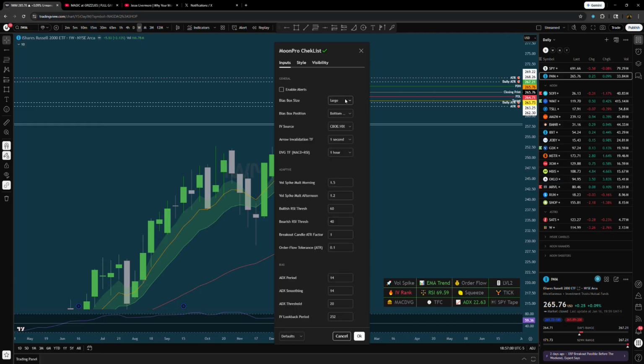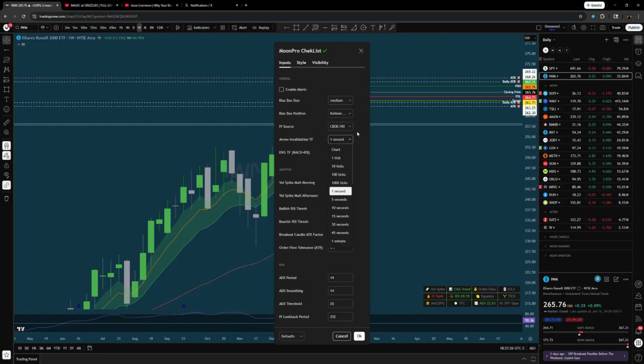Now, first things first is the size of the box. So small, you can change it, medium, this and that. You can change the position, the top right or top left or bottom right. I like it at the bottom right. The IV source, I keep it on VIX. This represents the IV volatility. You can change it up. I think RVX is IWM and the VXN is more QQQ.